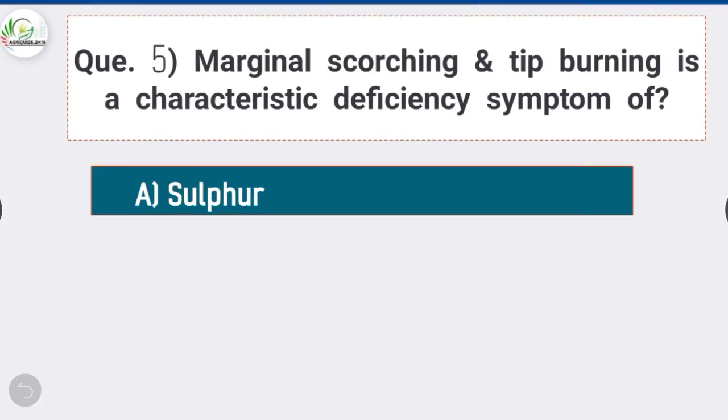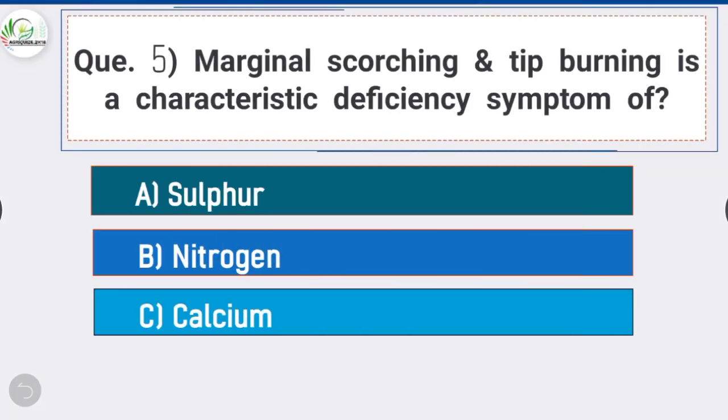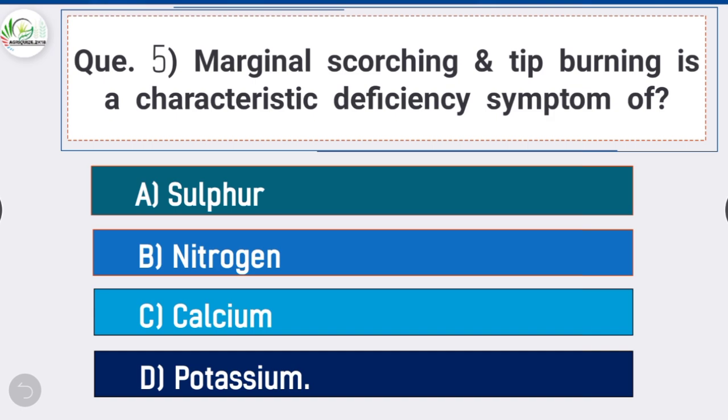Question number 5. Marginal scorching and tip burning is a characteristic deficiency symptom of? And the correct answer is potassium. Marginal scorching and tip burning is a characteristic deficiency symptom of potassium.